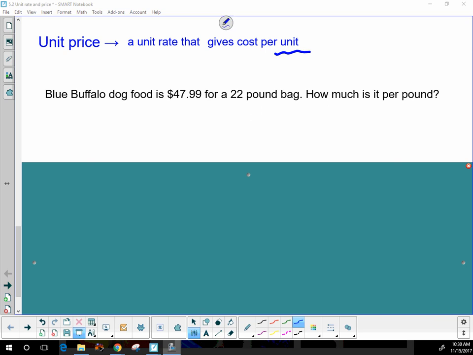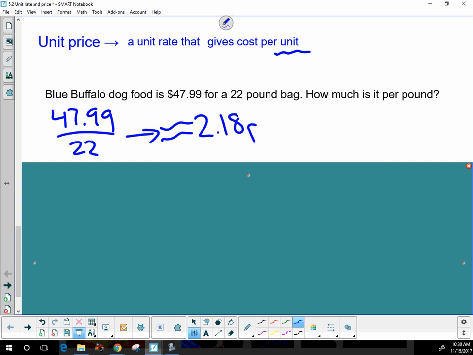Okay, so hopefully you remembered to put money on top. And that's not the easiest division problem, but it's not the hardest either. If you divided the top by the bottom, you should get about $2.18 for each pound, right? That's for one. And that was our definition of a unit rate, how much per 1 unit, okay?